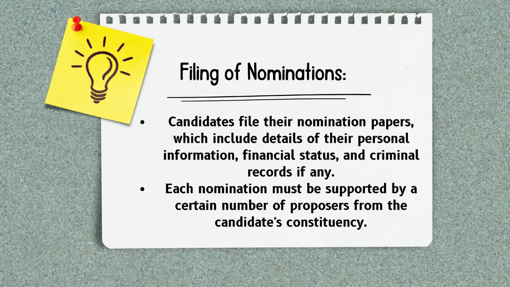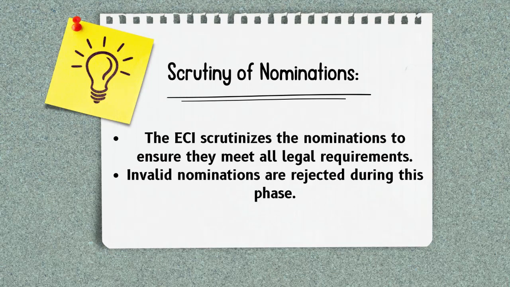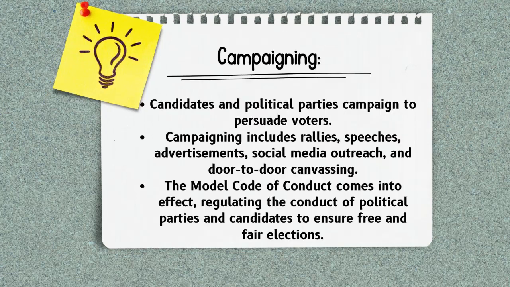Number 2. Filing of nomination. The candidates must file their nomination papers which include details of their personal information, financial status and criminal records if any. Each nomination must be supported by a certain number of proposers from the candidate's constituency. Number 3. Scrutiny of nomination. The ECI scrutinizes the nominations to ensure they meet all legal requirements. Invalid nominations are rejected during this phase.